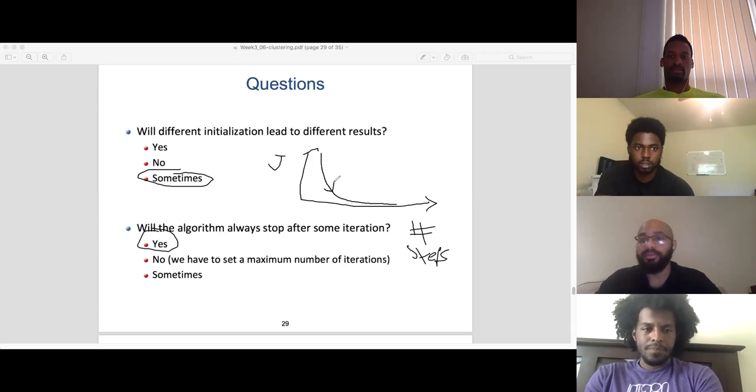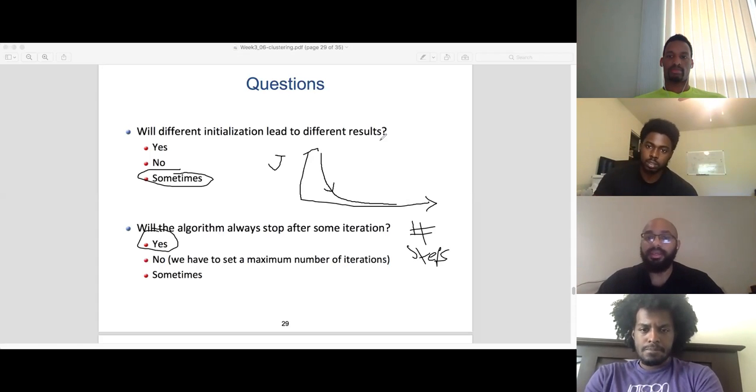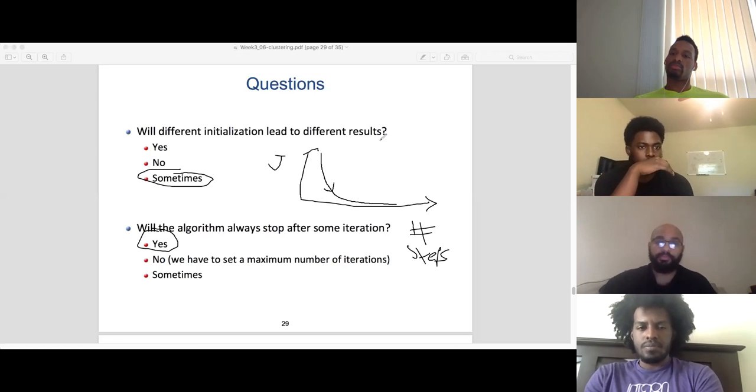But it's not a global solution, like from the first question. I think that's the point here: it's going to stop eventually, but it's not necessarily going to be the global solution. It could be a local solution. That makes sense.